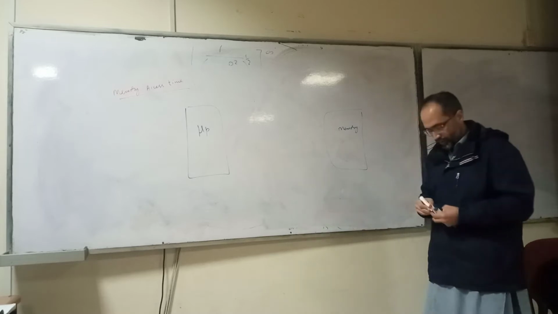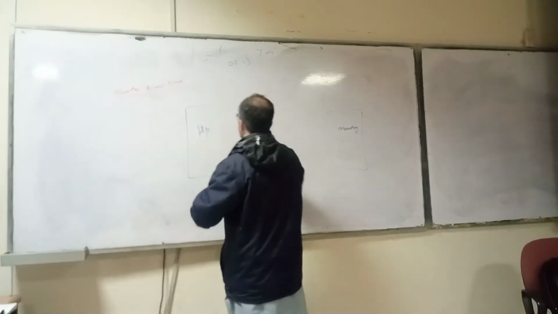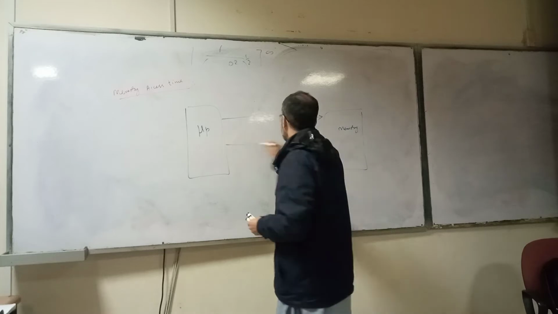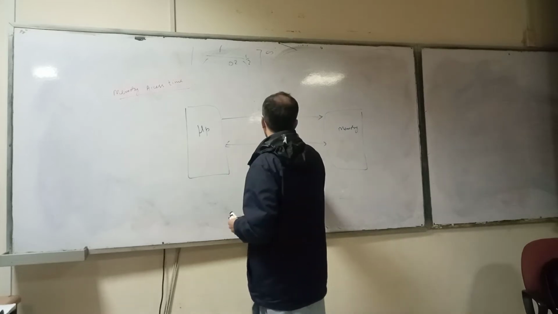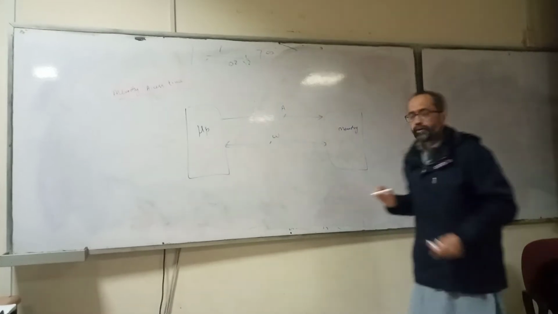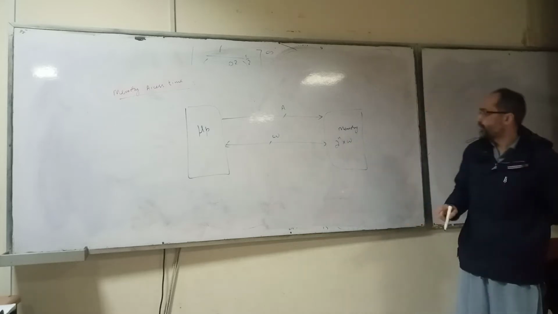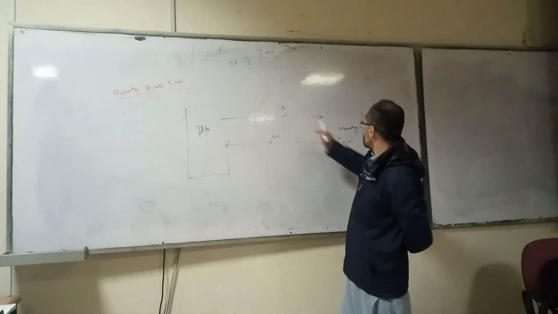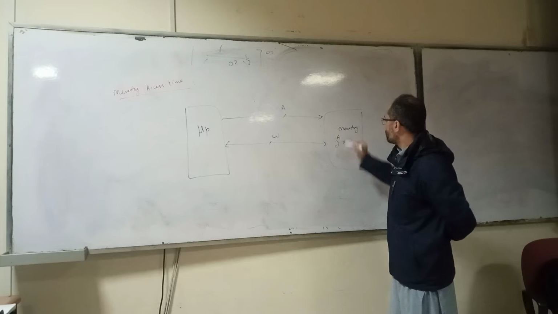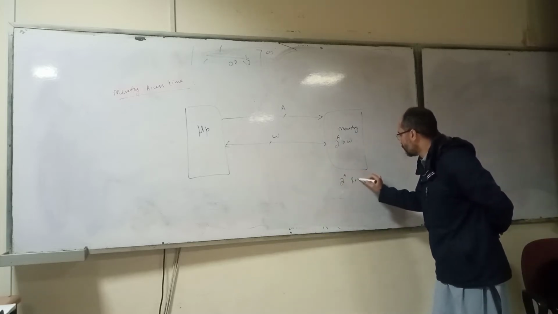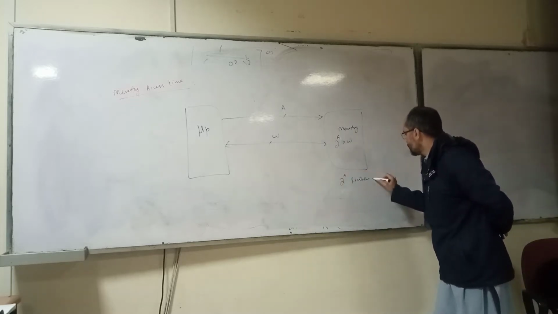For this interfacing, we have some address lines. Let's assume we have A address lines and W data lines. So the memory is 2 to the power A cross W. It means the memory is capable of storing 2 to the power A locations, each of how many bits?